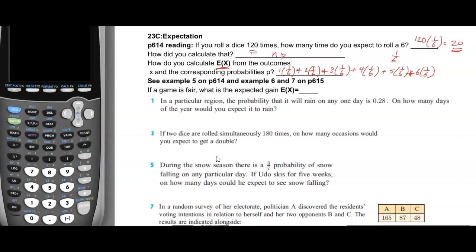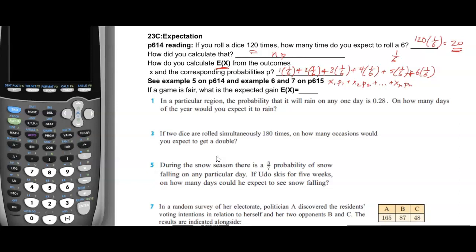If I was to write that in math, I would say something like, I'm going to take the first outcome, multiply it times the probability of that outcome happening. I'm going to add that to the second outcome and the probability of that outcome happening, and so on, all the way to the last outcome. I don't think that really helps you, right?